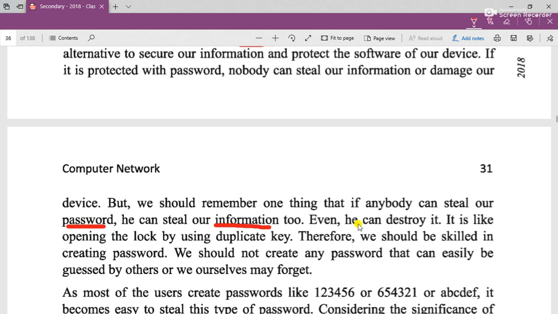Even he can destroy it. It is like opening the lock by using a duplicate key. Therefore, we should be skilled in creating passwords. We should not create any password that can easily be guessed by others, or that we ourselves may forget.